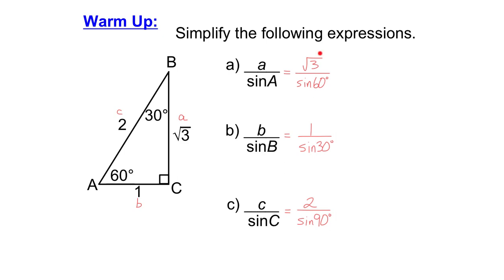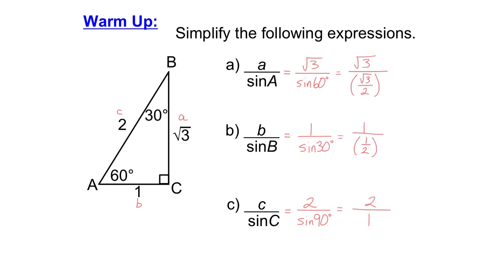So once we have filled in the missing values, we can use the fact that these are those special angles that we have a chart for. We can find out what the sine of 60, the sine of 30, and the sine of 90 are, plug those in, and then simplify our expressions.